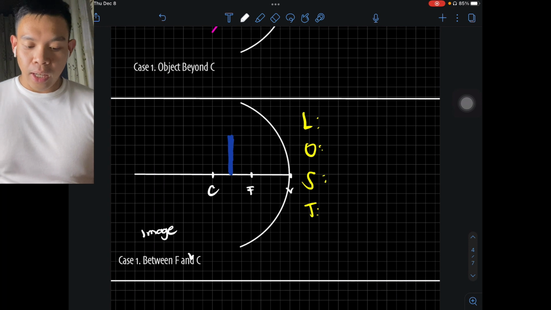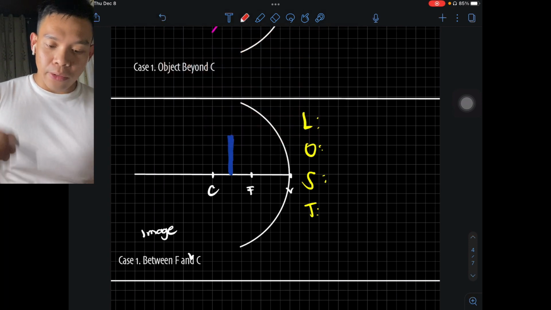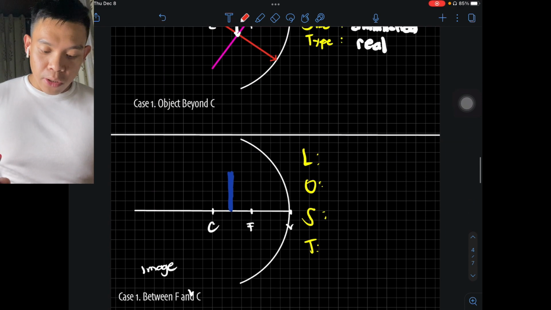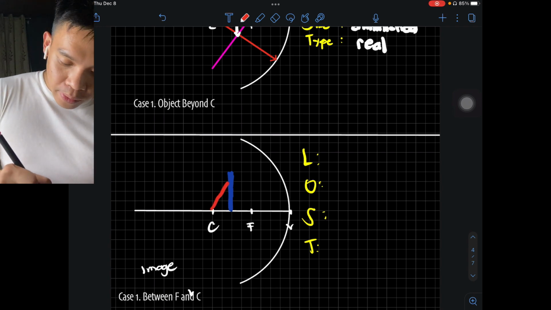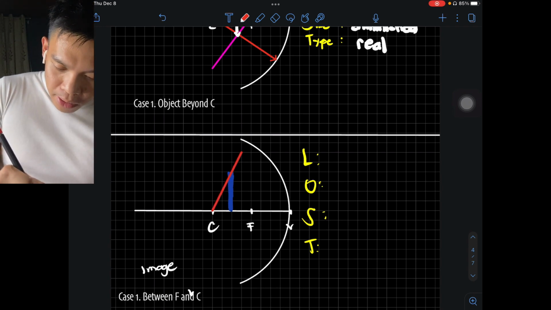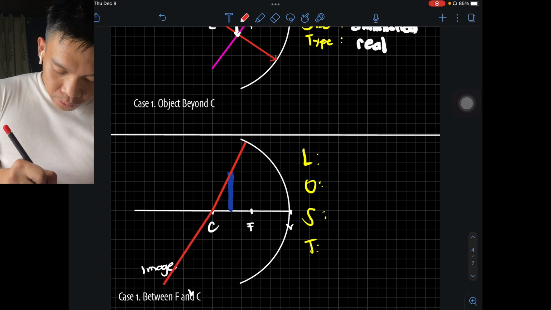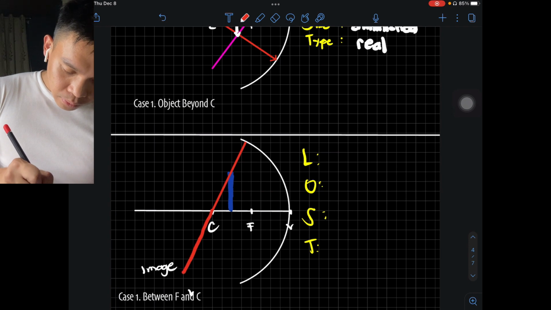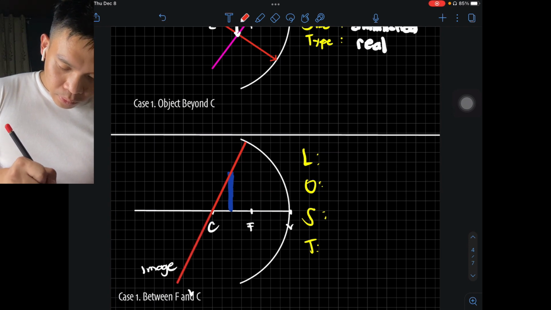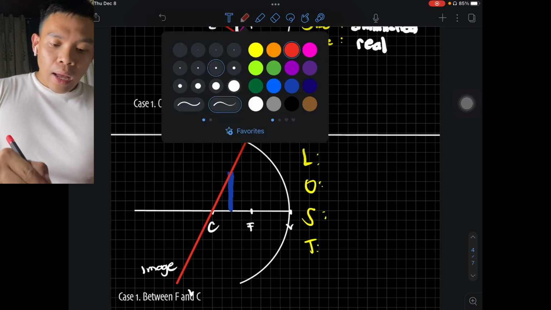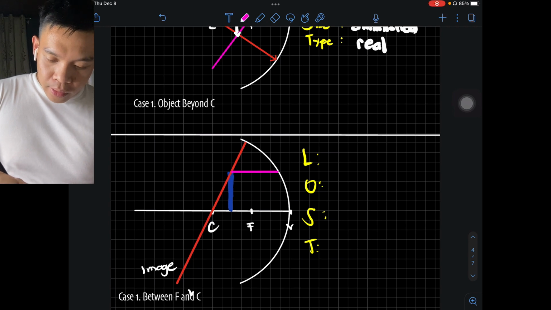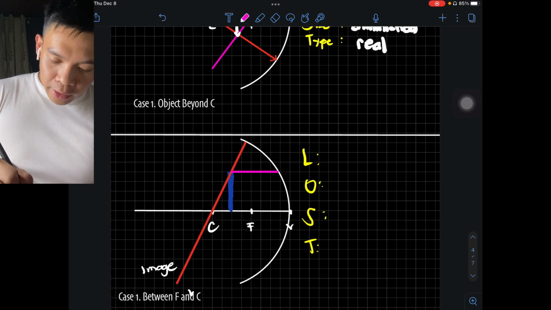Okay, so let's start with our first light ray. Our first rule is that it should pass through C, or the center of curvature. So from the object, it needs to pass the center of curvature. Next, after passing the center of curvature, we have our second rule. So from the object, trace back the image, then forward to our focal point.